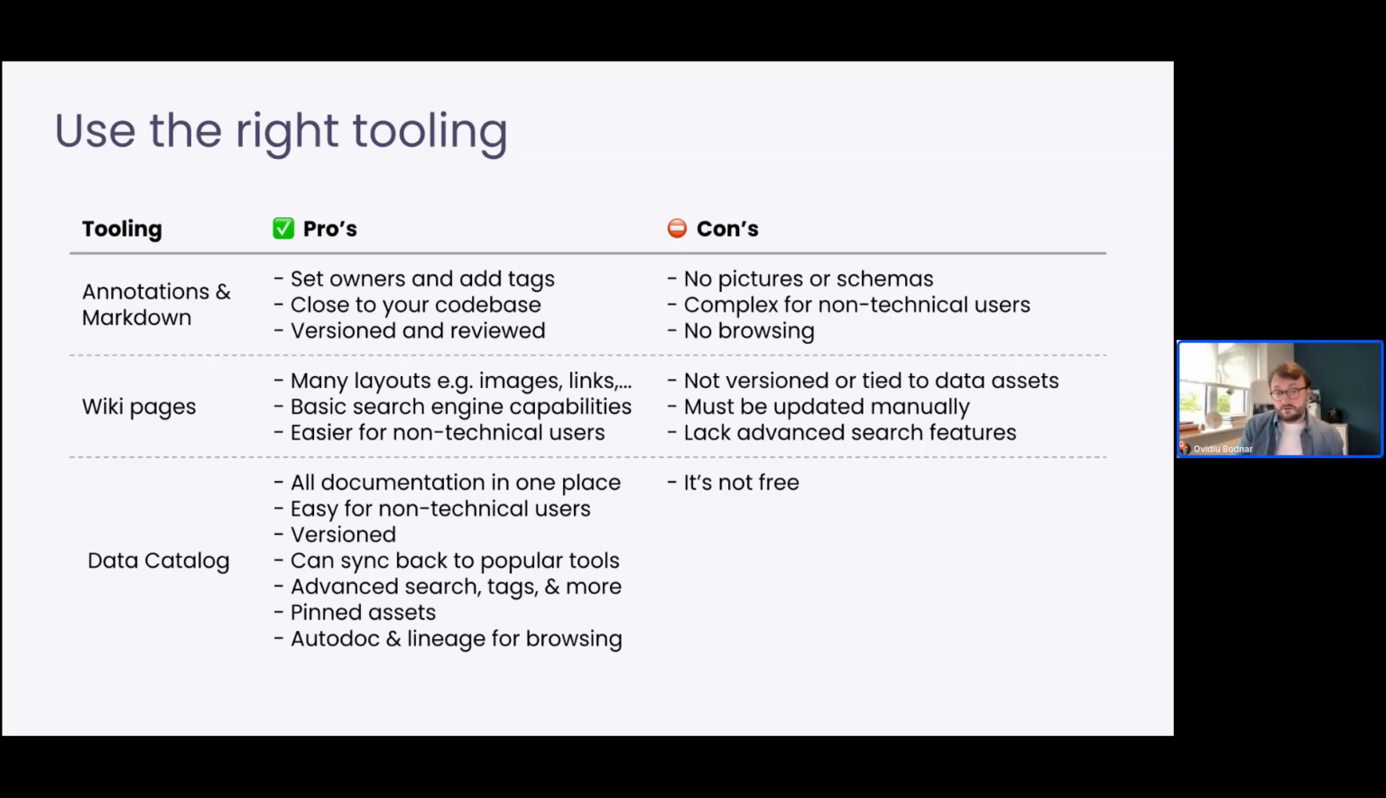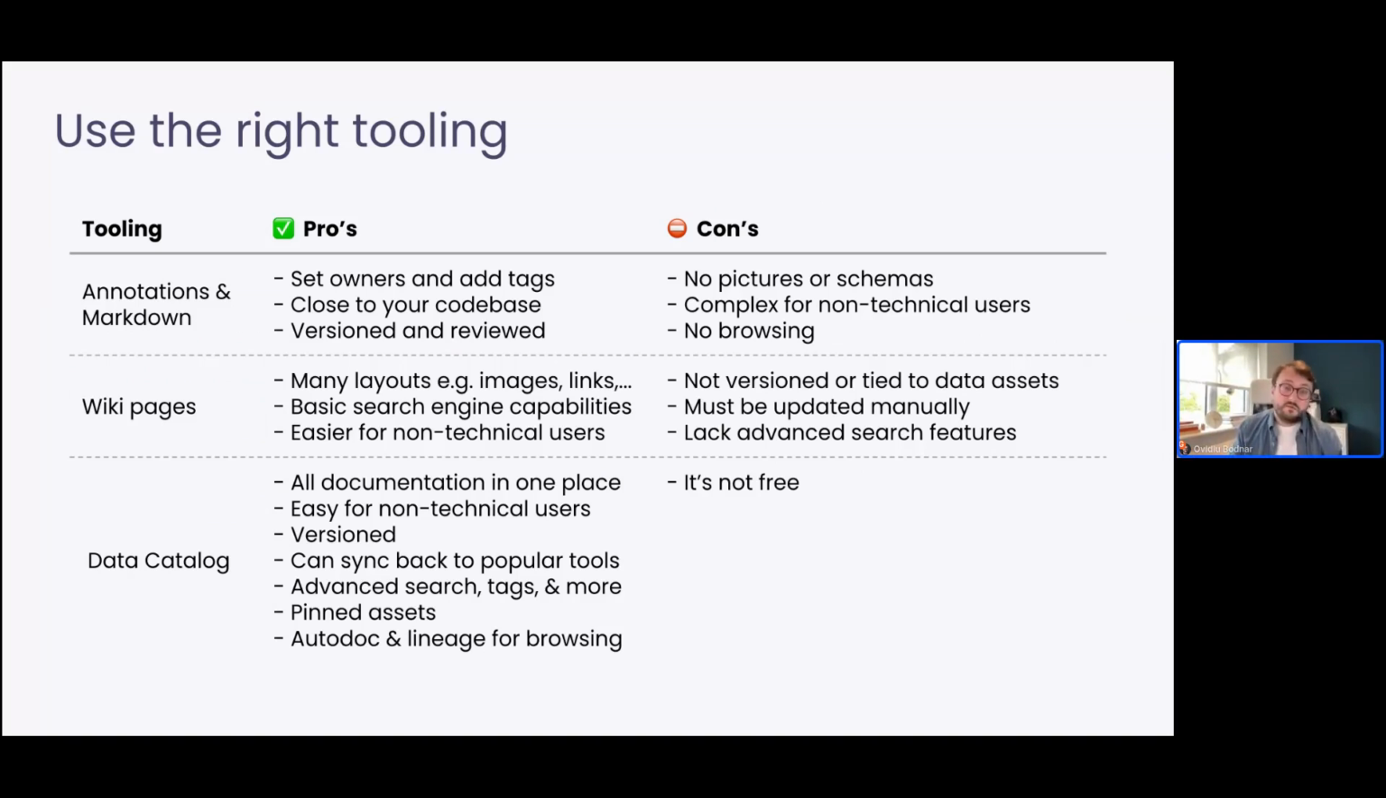Now, if you're going with a data catalog, you will have all of the documentation in one place, easy for non-technical users and the data teams. It will be versioned. It can sync back to popular tools, so it gets back to the user, either in dbt or maybe a BI tool. You can search, you can pin assets. However, it's not free, right? So your data catalog also has a con.